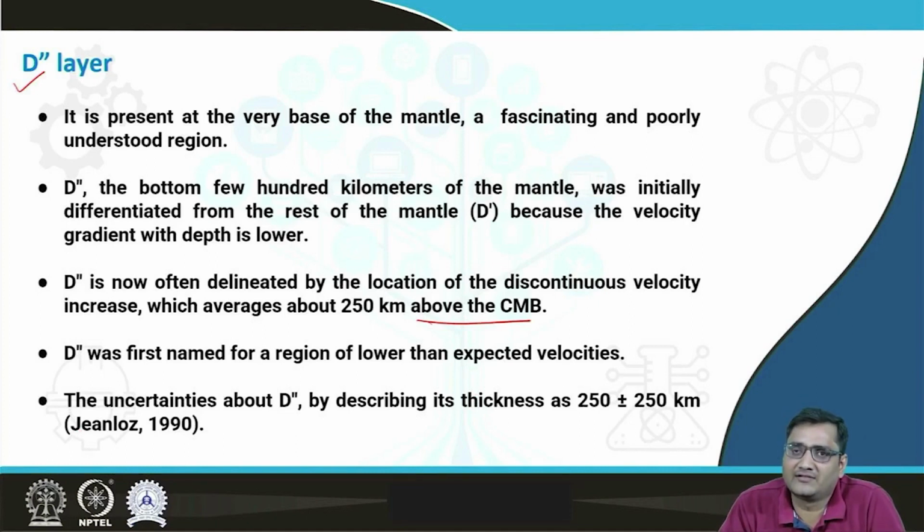The velocity gradients are a little low, but the velocity increases in this region, and the depth and the thickness of this discontinuity have certain uncertainties. Its thickness was described as 250 plus or minus 250 kilometers by Lay in 1990, and he said that these uncertainties are maybe due to topographical variations or maybe the presence of a mineralogical composition that is significantly diversified, with a varied set of minerals nearby the core mantle boundary.